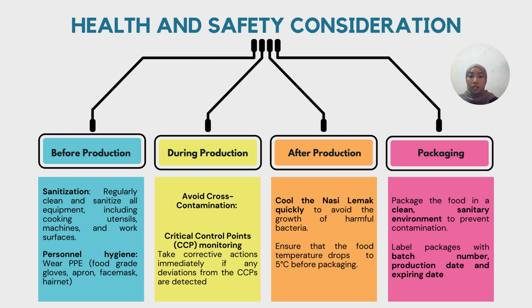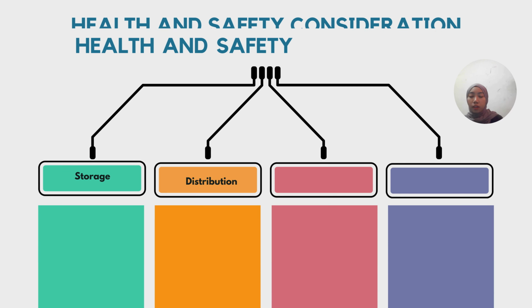After the production ends, which is when the cooking is finished, we must cool the nasi lemak quickly to avoid the growth of harmful bacteria. We must ensure the temperature drops to 5 degrees Celsius before packaging. And at the packaging stage, the food must be packed in a clean, sanitary environment to prevent contamination. And label the packages with batch number, production date, and the expiry date.